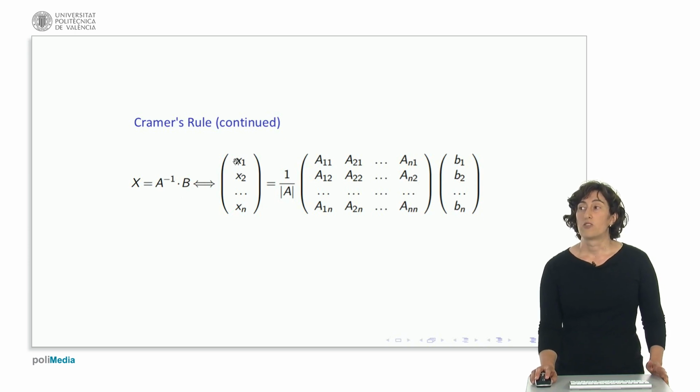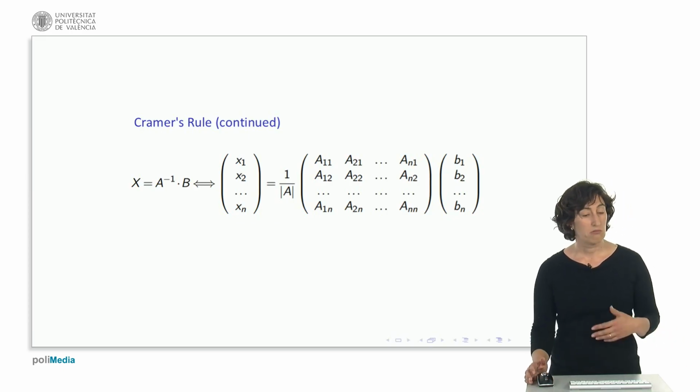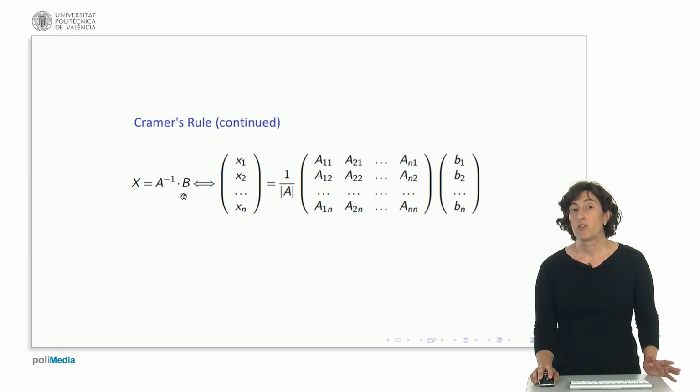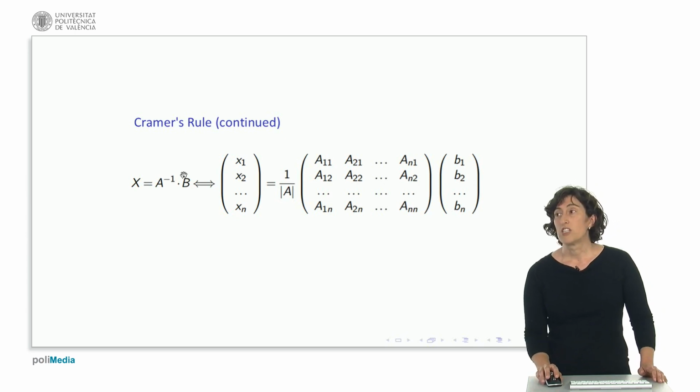Let's remember x is x1, x2, xn. The A inverse, if we apply, for example, the method of the adjoints, we could apply any other method. But if we applied the method of the adjoints, it would be 1 divided by the determinant of A times a matrix where each element is the adjoint of the corresponding element. Here would be the adjoint of element 1, 1, here the adjoint of element 2, 1, not the adjoint of element 1, 2, but 2, 1, and so on. Times the matrix B, which is the matrix of independent terms. Well, this is the Cramer's rule.